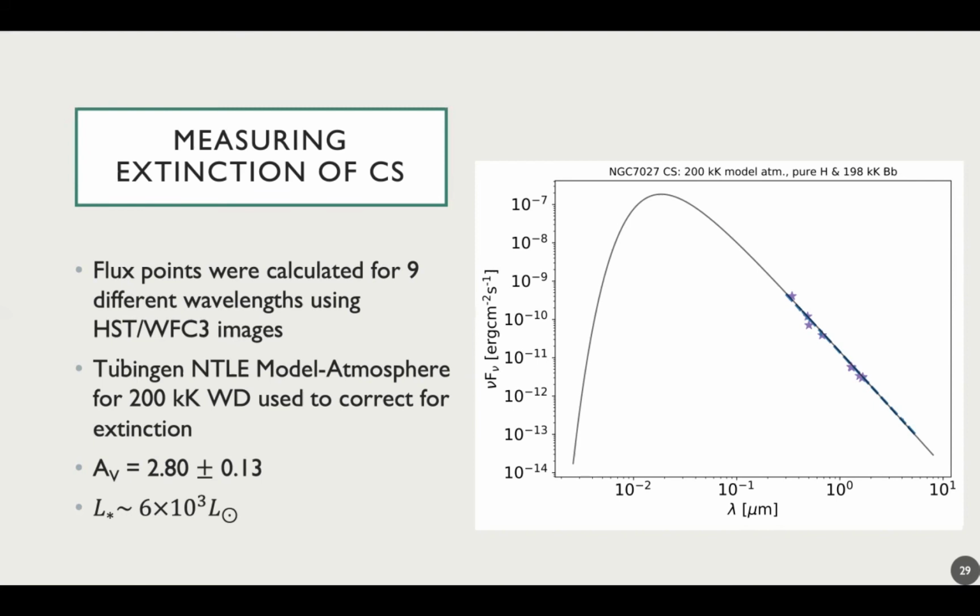Next, a 198 kilokelvin black body was compared to both the model and the corrected flux points and integrated to give a luminosity of 6 × 10⁻³ solar luminosity. So that just briefly summarizes some of the work that has been done with the data that was collected.